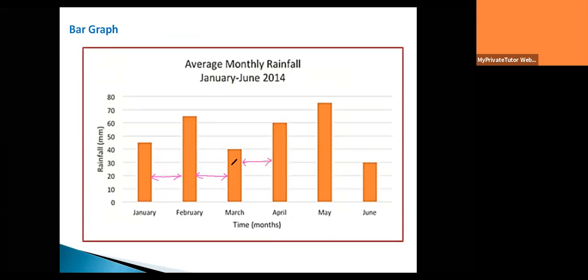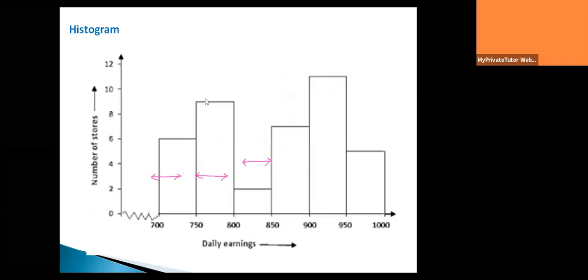But if you think of a histogram, you just need to connect the bars next to each other. It's the same thing, but you are not shading any colors. You're just connecting, and you can see that the graph goes like that. So this histogram is a comparison of daily earnings to the number of stores.